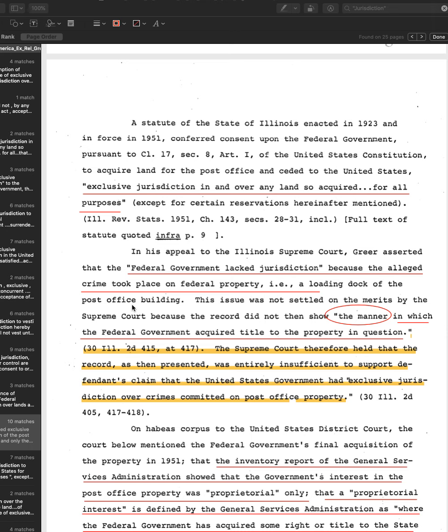A loading dock of the post office building. This issue was not settled on the merits by the Supreme Court because the record did not then show the manner in which the federal government acquired title to the property and jurisdiction. The Supreme Court therefore held that the record, as then presented, was entirely insufficient to support defendants' claim that the United States government had exclusive jurisdiction over crimes committed on post office property.